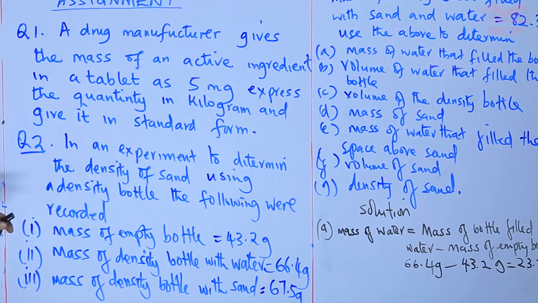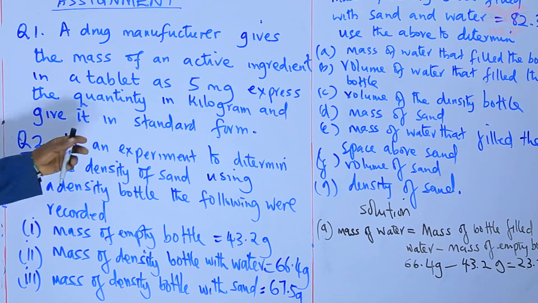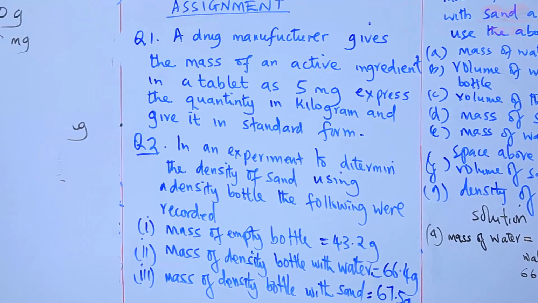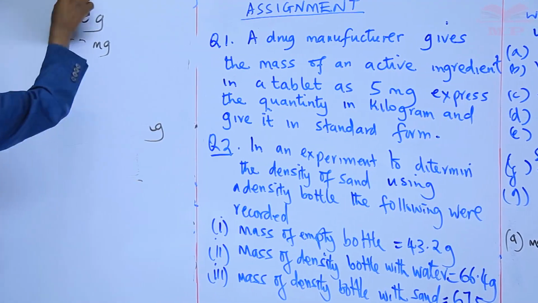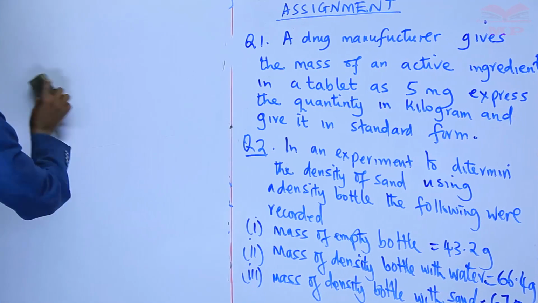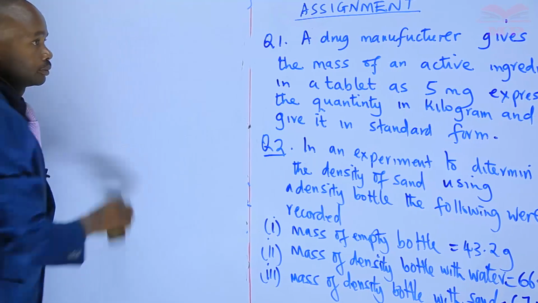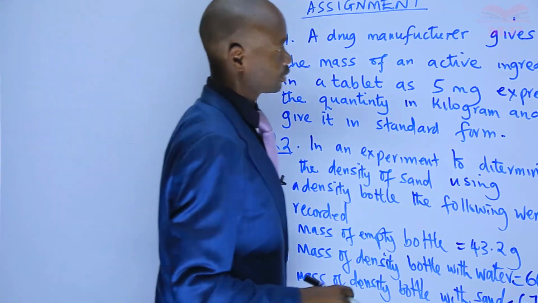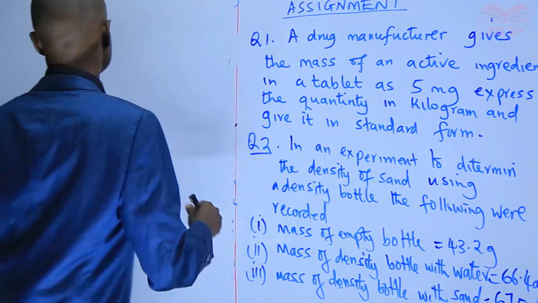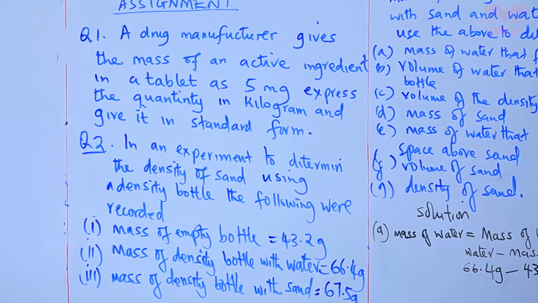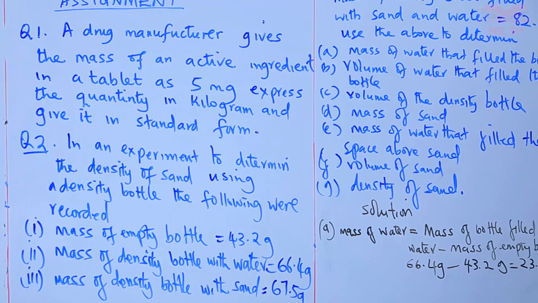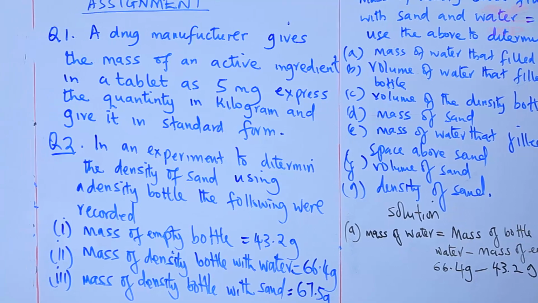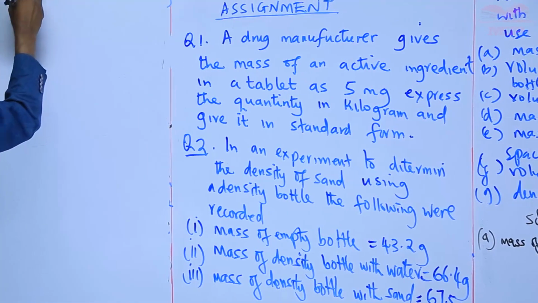We shall go to the second question. Having done with this solution for one, let's use this space. B, volume of water that filled the bottle. You know, volume is equal to mass divided by density.